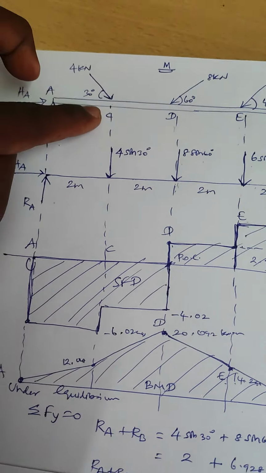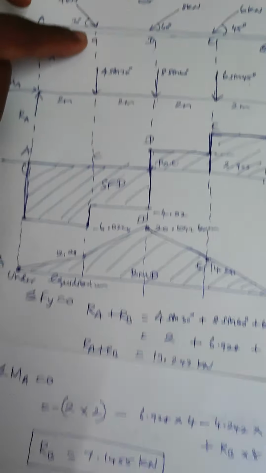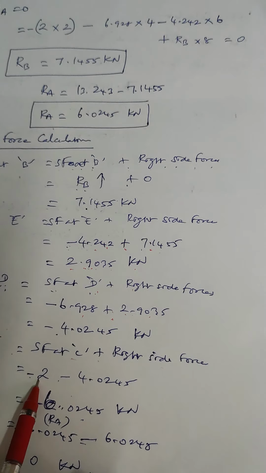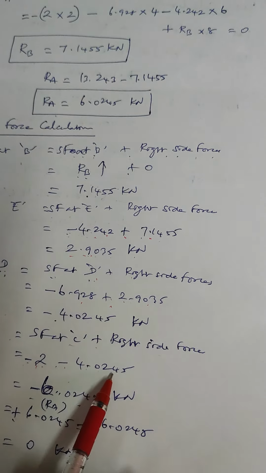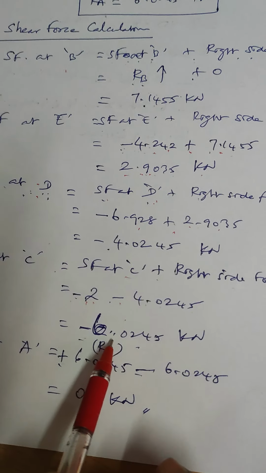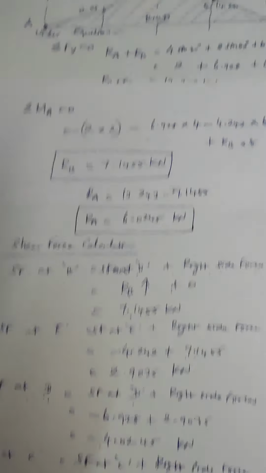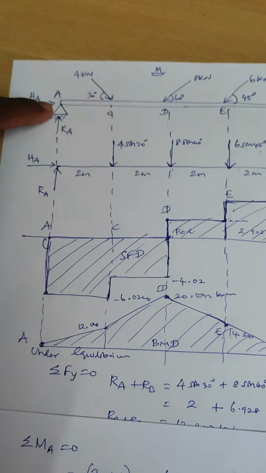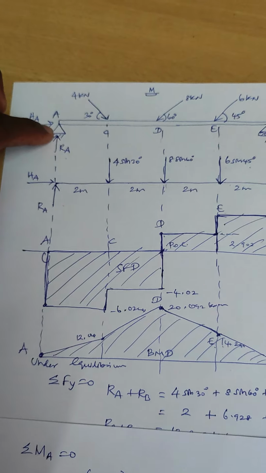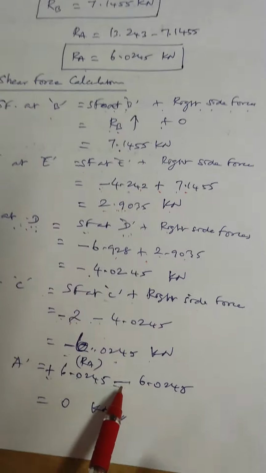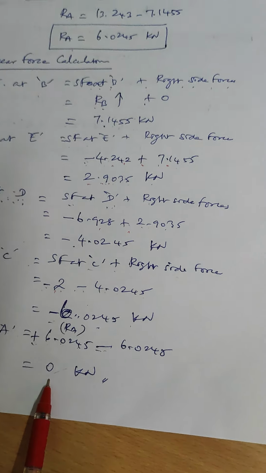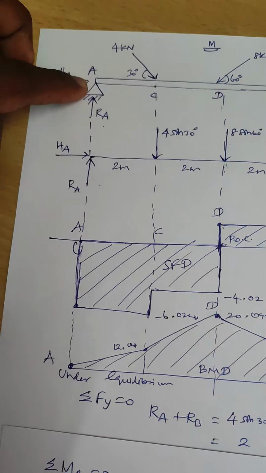Next point, shear force at C. Force at the particular point C plus right side forces. The force at point C is in the downward direction, that is 4 sin 30 minus 2, minus 4.0245. The answer is minus 6.0245. Shear force at A: the force acting at the particular point, that is the reaction at A, plus the right side force. Reaction at A is 6.025, right side force is minus 6.025, so 0 Newton. So there is no shear force acting at the support, that is at the point called A.